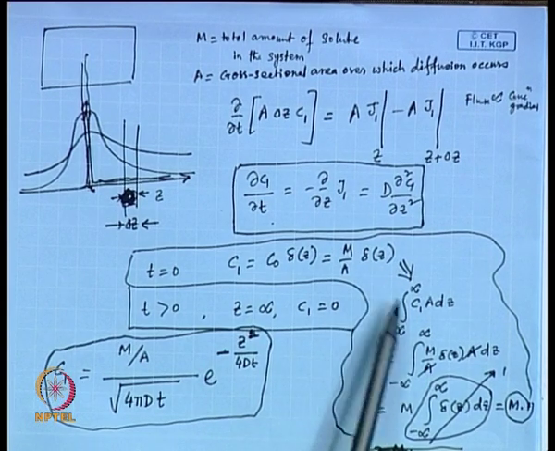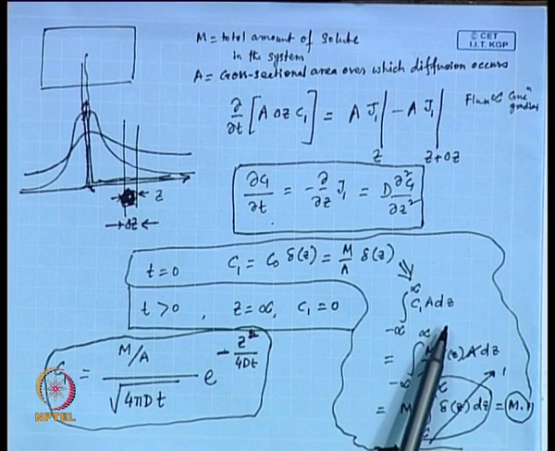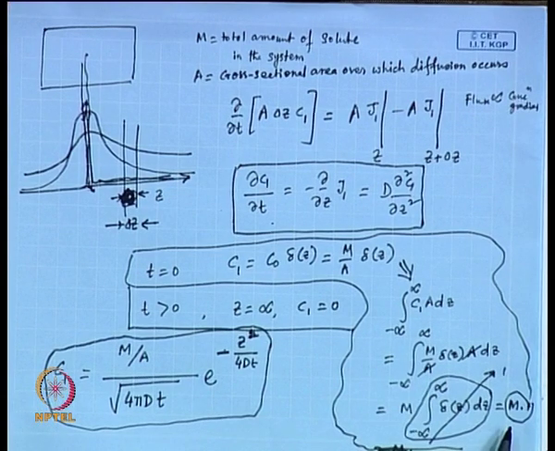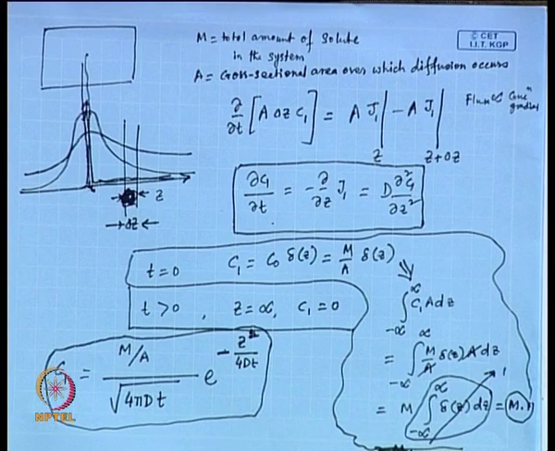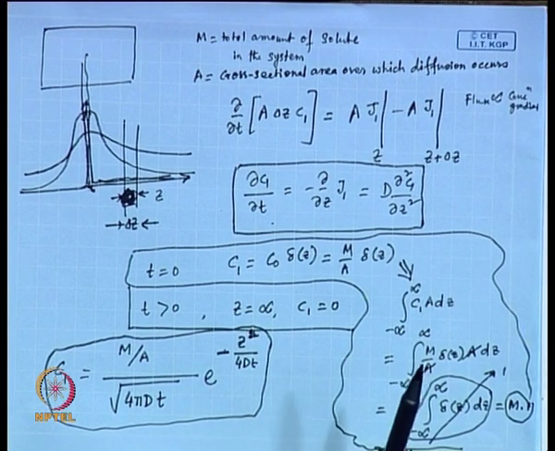The property of this delta z is defined here, that the integral from minus infinity to plus infinity of C1 A dz has to be equal to m always, because you are not adding anything from outside. This is that same small spot that is diffusing out. So, the total amount of solute in the system, that is m, remains constant, though it may get diluted over the space.